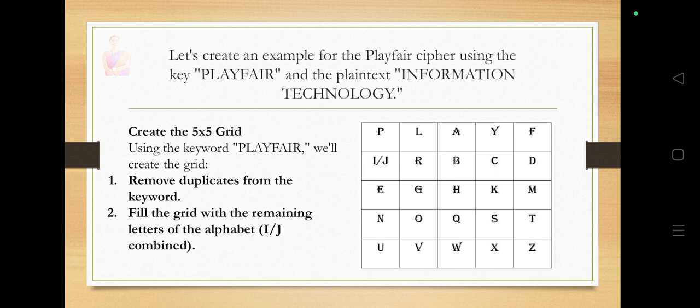You should not use duplicates. Say for example, if the letter P is already in the key, you should not use the letter P again in the matrix. Only once it should be filled. Likewise, all the remaining letters. One more important point is that I and J will always appear in the same box, that is, in a combined manner. You can look at here. This is how we will be filling the 5 by 5 matrix.